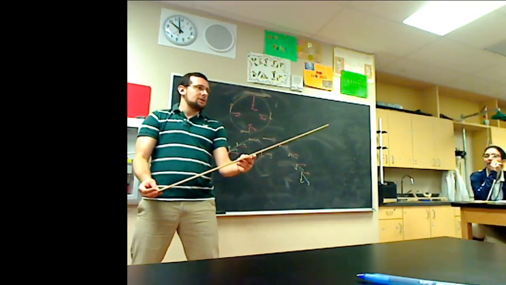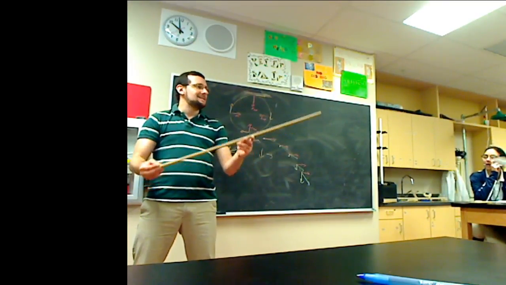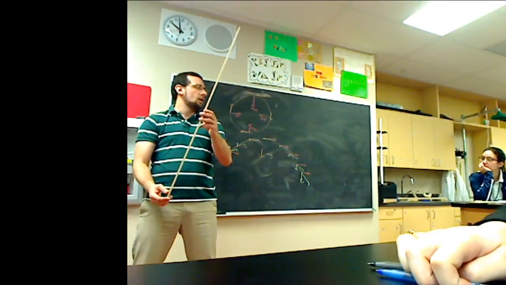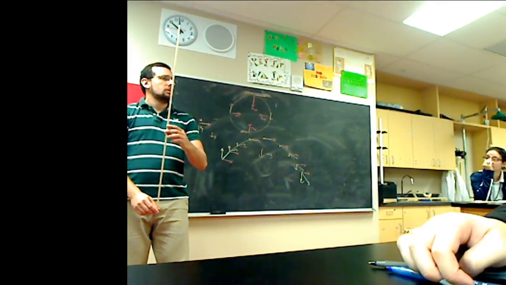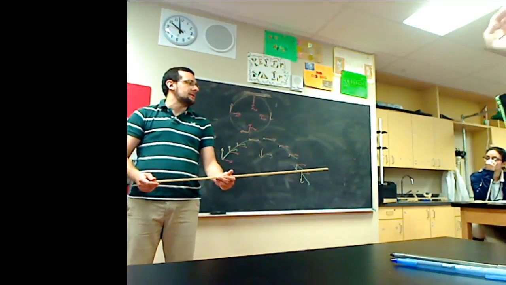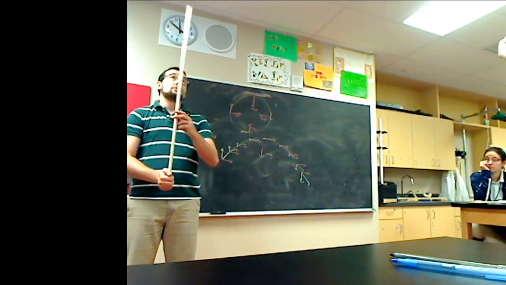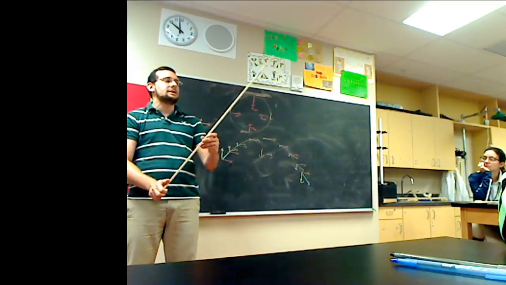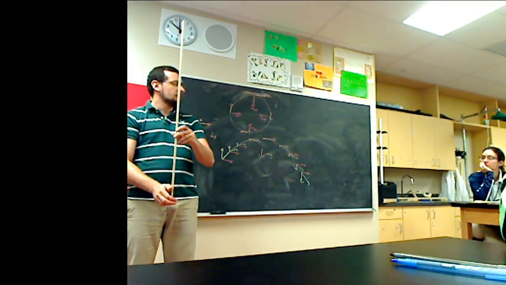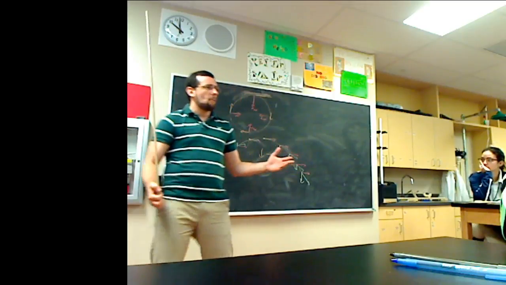Throwing at 30 means I have less time in the air than it would be here. Why? Because what determines how long I stay in the air? Think about it. If I throw it at zero, how much time do I stay in the air? Zero. As I start going towards 90, does that increase or decrease the time it stays in the air? Does everybody understand that? We're good.